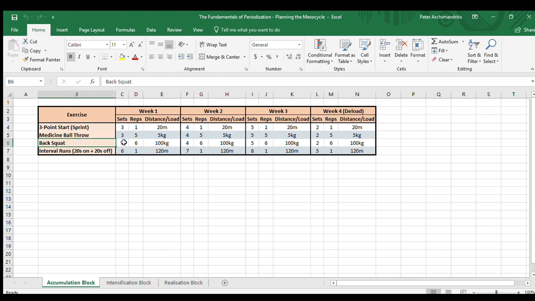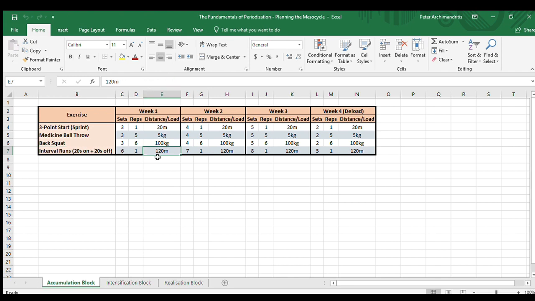Strength exercise, exactly the same thing, 3 sets of 6 at 100 kilos. We're going to maintain the reps and the intensity, but we're just going to add sets in order to increase the volume, and then in the deload period, reduce the volume again. Same thing here, so interval runs, I'll just explain this quickly. So we'll have 20 seconds of work followed by 20 seconds of rest.